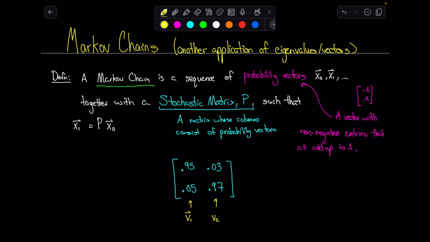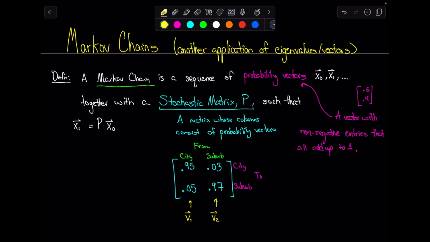Okay, so this first column is going to represent some probability vector v1. This is going to be some probability vector v2. And what this is going to represent is the likelihood that someone moves between the city and the suburb. If you're in the city, you might just stay in the city, but you might move to the suburb, and if you're in the suburb, you might move to the city. So how do you interpret this thing?